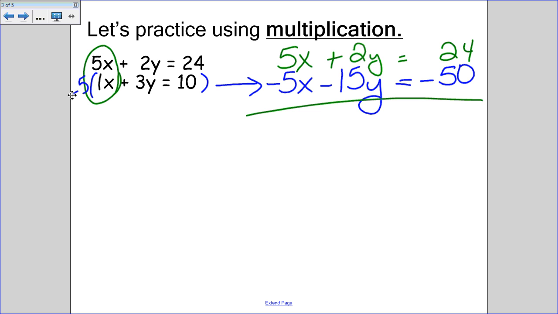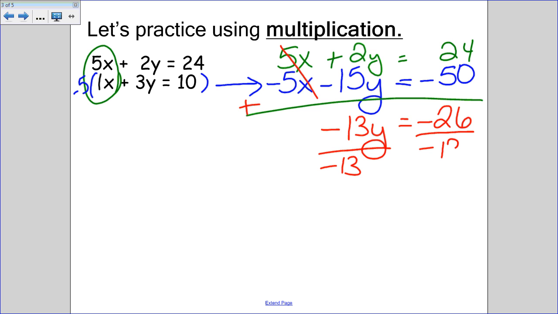Okay, so now it's just an addition problem like we were doing the other day. 5x plus negative 5x is going to cancel. Those will eliminate. Then I have positive 2y plus negative 15y. And I get negative 13y equals 24 plus negative 50. You know what that one is? It's negative 26. If I divide by my coefficient of y, what is negative 26 divided by negative 13? Good, y is going to equal 2.